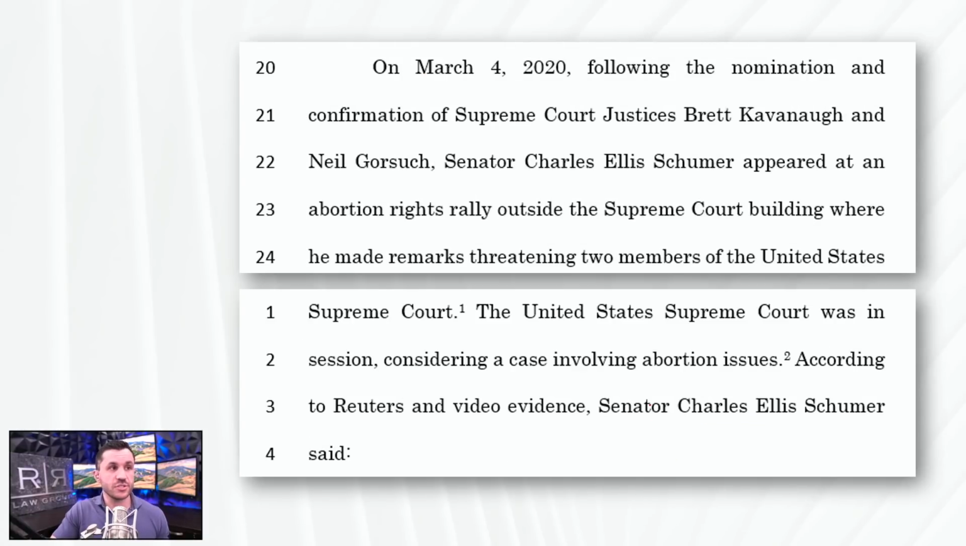This is what changes. On March 4th, 2020, following the nomination and confirmation of Supreme Court Justices Brett Kavanaugh and Neil Gorsuch, Senator Charles Ellis Schumer appeared at an abortion rights rally outside the Supreme Court building where he made remarks threatening 2 members of the United States Supreme Court. Footnote number 1. The United States Supreme Court was in session considering a case involving abortion issues.